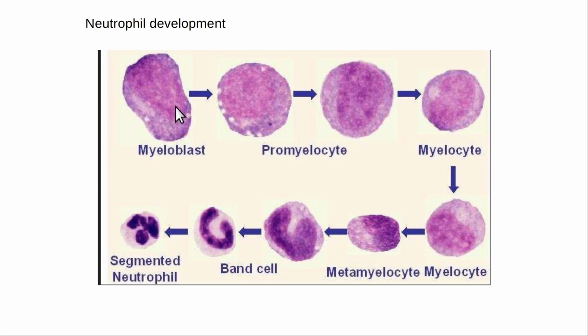It starts out in the bone marrow, goes through all these phases. The important one to know is the band cell. The band cell means the nucleus looks like a continuous band, and if there's an acute infection, the bone marrow will push these cells out into the blood prematurely, and that's called a left shift with a bunch of bands.